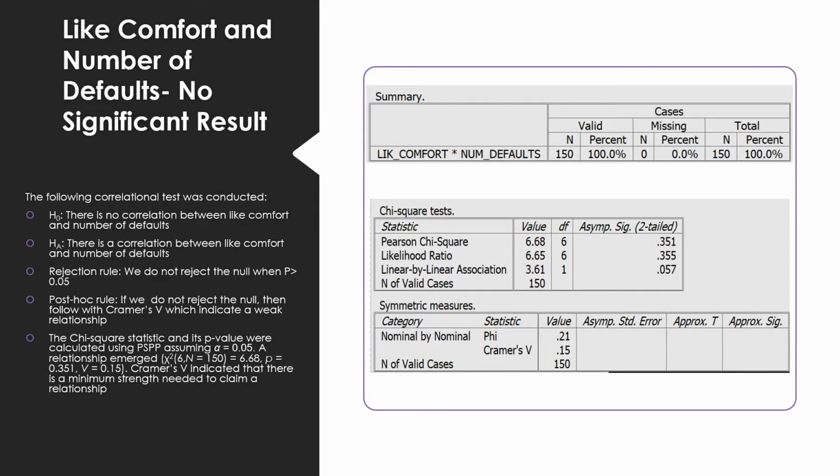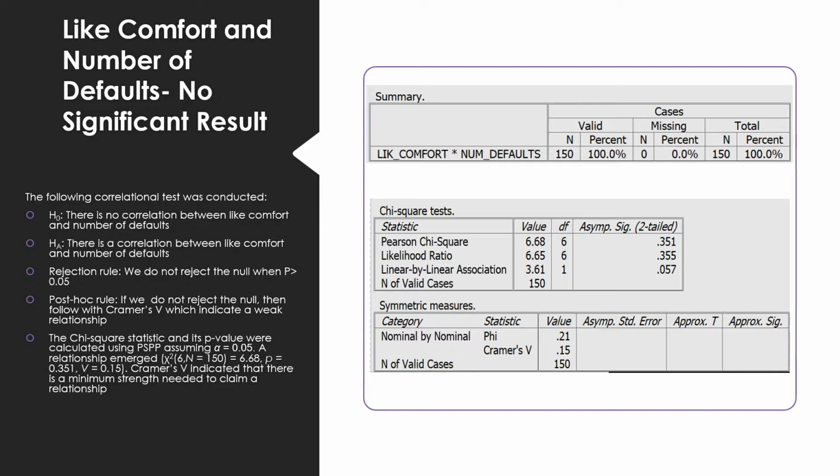The next sample tested was the like comfort and the number of defaults. There was no significant result. So our null hypothesis was there's no correlation between the like comfort and the number of defaults. The alternative, there's a correlation between the like comfort and the number of defaults.